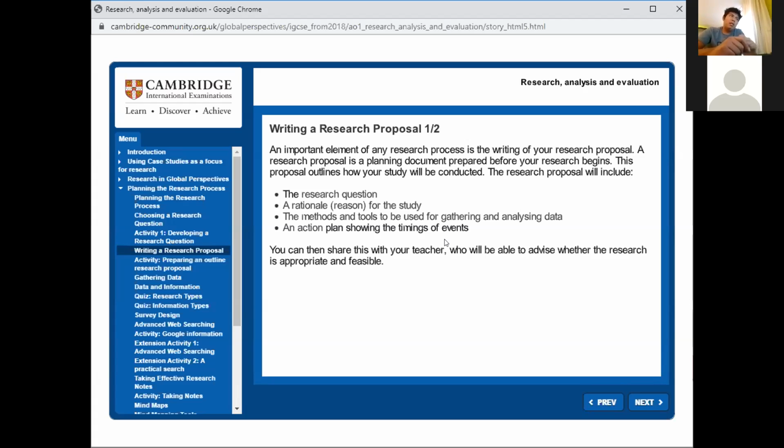And the fourth part, an action plan showing the timings of events. What does it mean? Imagine that the task is going to be for September. We don't know for sure, by the way, but you have to start planning. Okay, first, I'm going to write my research proposal, I don't know, by 20 of April. 20 April 2004, I'm going to finish my research proposal. The following week, I'm going to explore the perspectives. I am going to start with the national perspective. Of which countries? I don't know.